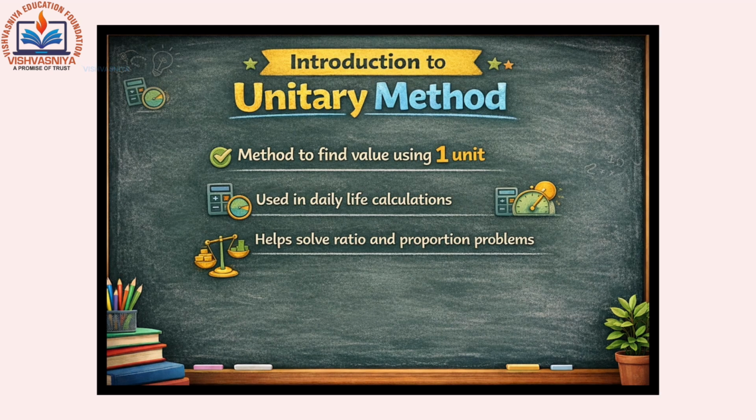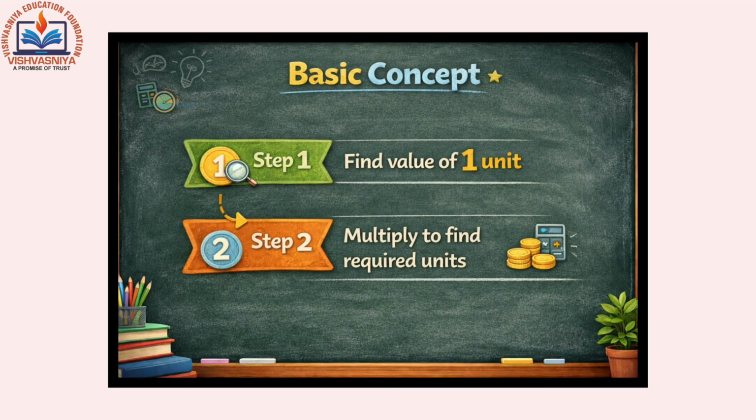The unitary method is a mathematical technique used to find the value of a quantity by first finding the value of one unit. This method is commonly used in arithmetic to solve problems related to cost, quantity, speed, distance, time, and work. By finding the value of one unit first, we can easily calculate the value of any number of units. The word unitary comes from the word unit, which means one.